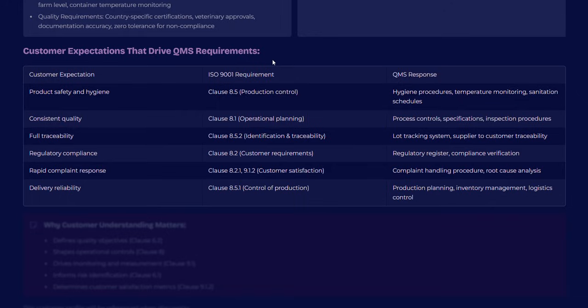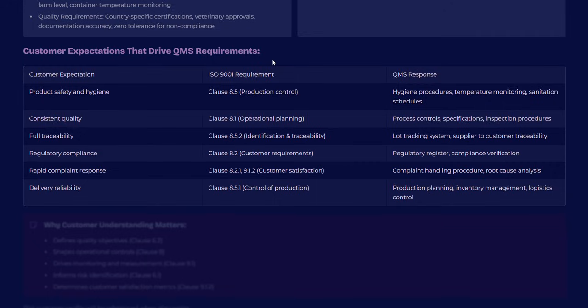We put in the table here, you can see product safety and hygiene as customer expectations. ISO requirements, you have clause 8.5 product control. How does QMS respond to this? Hygiene procedures, temperature monitoring, sanitation schedule.